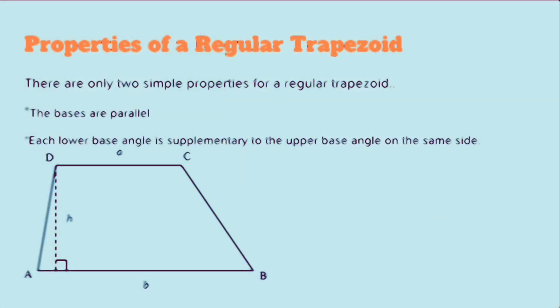Properties of a regular trapezoid. There are only two simple properties for a regular trapezoid, or non-isosceles trapezoid, like the bases are parallel. As you can see in the picture, line segments DC and AB are parallel, and each lower base angle is supplementary to the upper base angle on the same side, like angle C, angle B, angle A, and angle D in the picture.